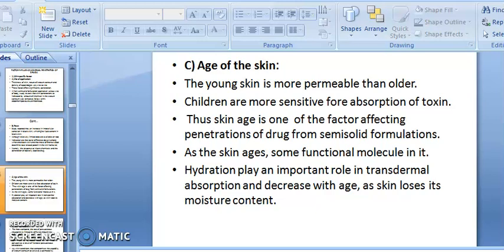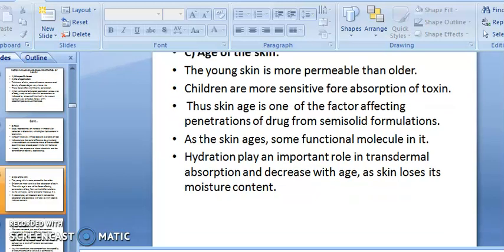As the skin ages, some functional molecules in it change. Hydration plays an important role in transdermal absorption and decreases with age as skin loses its moisture content. It was found that the percentage of water or moisture content in the skin is decreased in older patients. That will affect drug penetration.